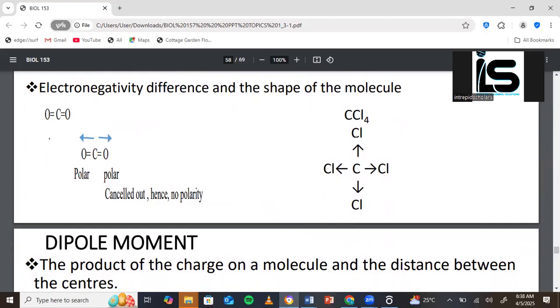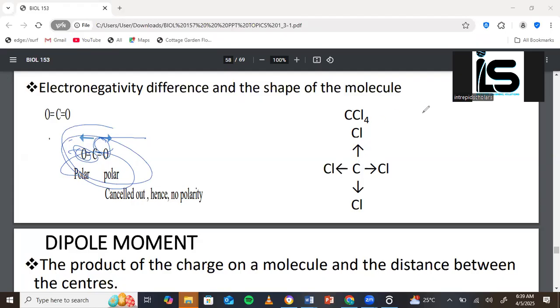The example is carbon dioxide. Now, the whole molecule of carbon dioxide is non-polar, even though each of the bonds is polar. The carbon and the oxygen bond here is polar. The carbon and the oxygen bond here is polar. But because they are linearly shaped, this side will cancel this side, and so the whole molecule becomes non-polar.